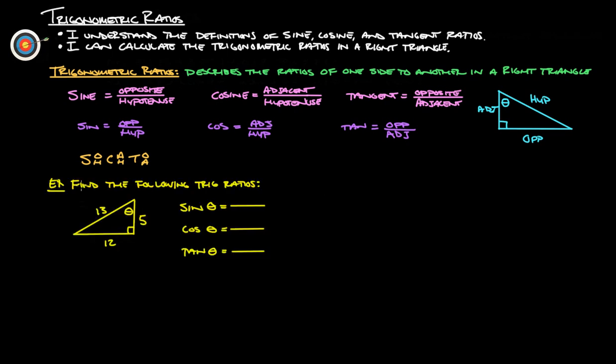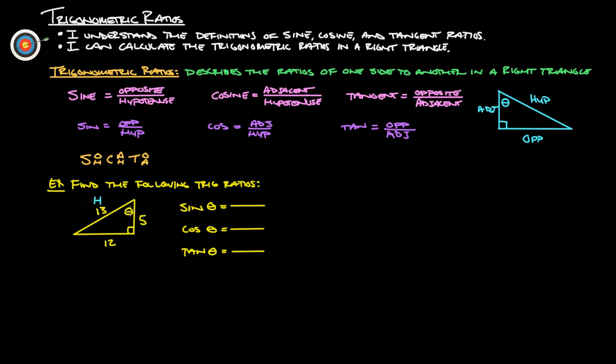Okay, so let's find the following trig ratios of this here. Before you start filling any of this in, you have to figure out which of the sides we have. Again, opposite, adjacent, and hypotenuse are the three we're looking for. Across from the right angle, we know that this is the hypotenuse.